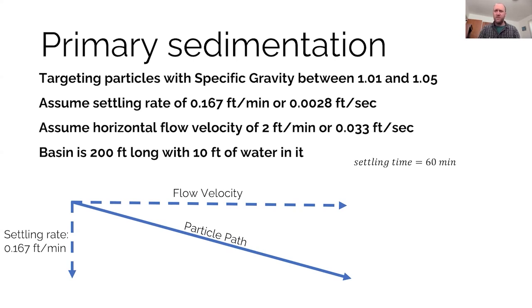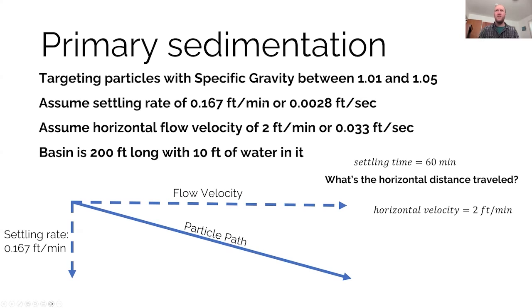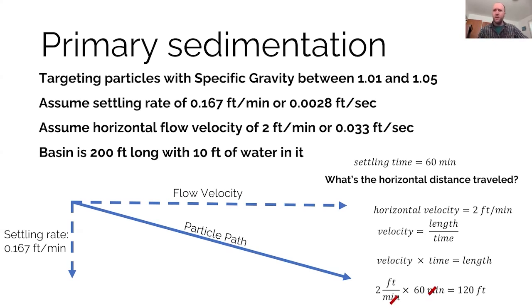Okay, so if we go from there with our 60 minutes, what's the horizontal distance that those particles are going to travel before they adequately settle out? So we have that horizontal velocity of 2 feet per minute. And then we're going to use our velocity equation again, and we're going to rearrange it so we have our unknown, that length, on one side of the equal sign by itself. We plug in our numbers and cross out our units, and we end up with 120 feet.